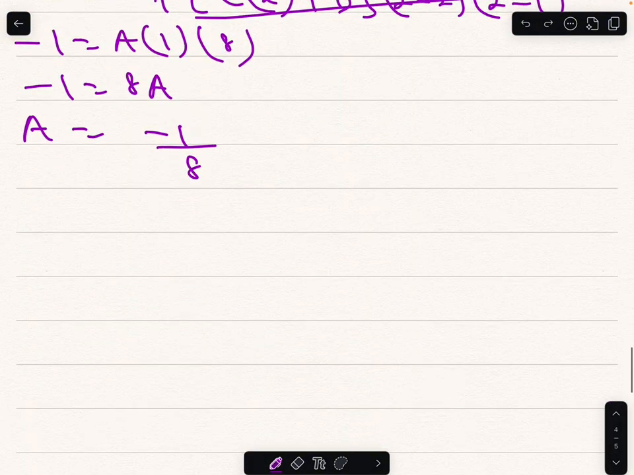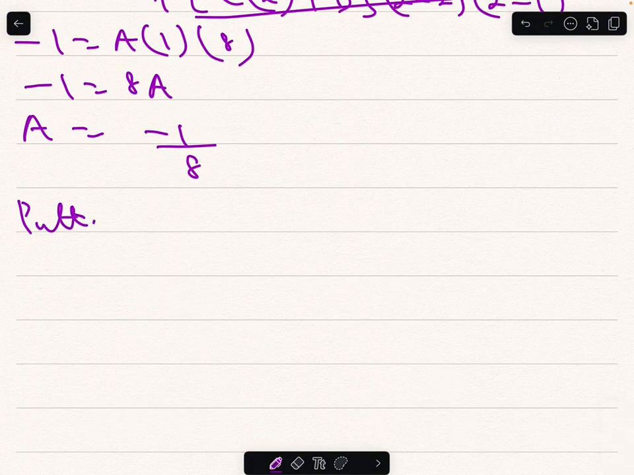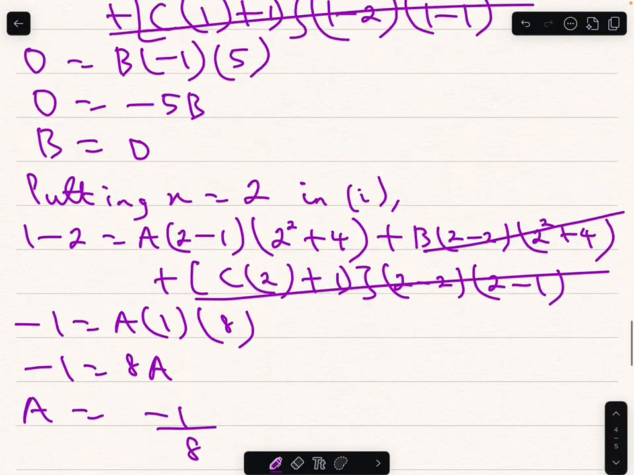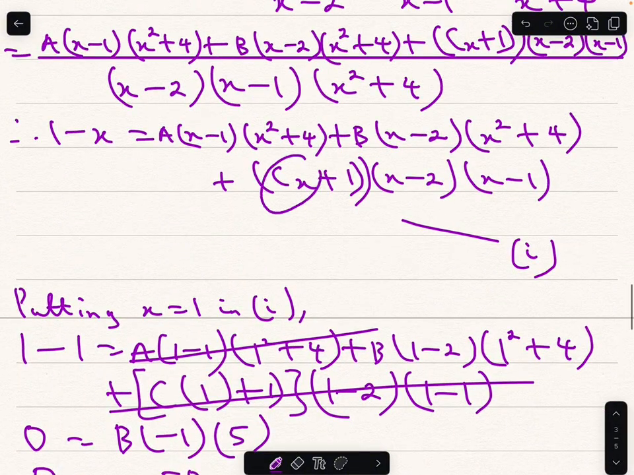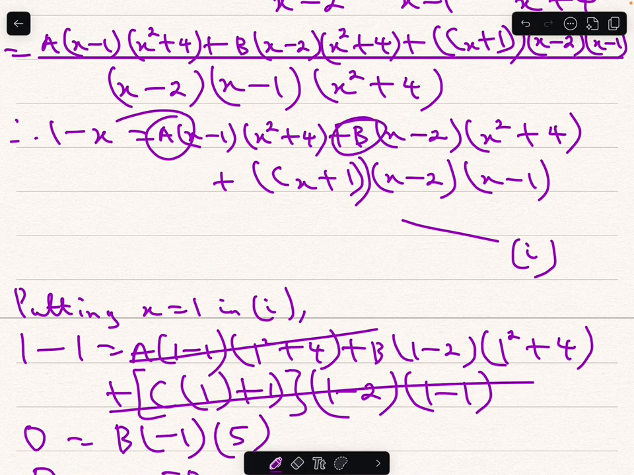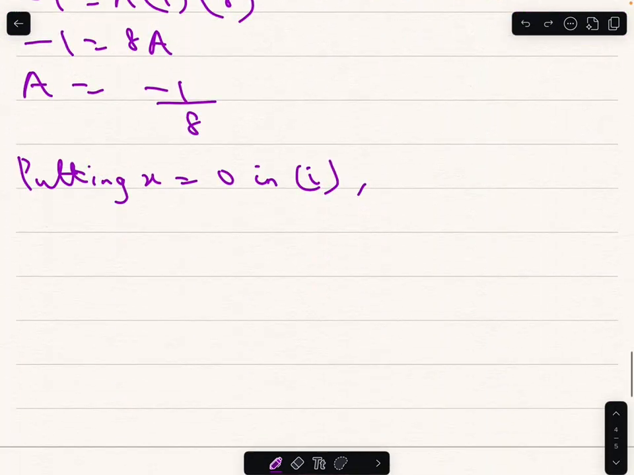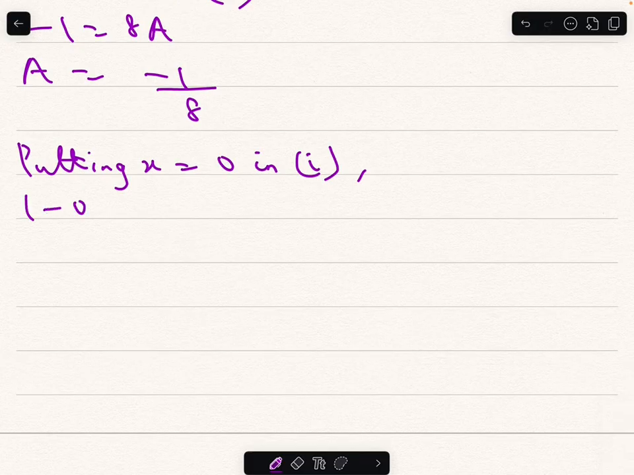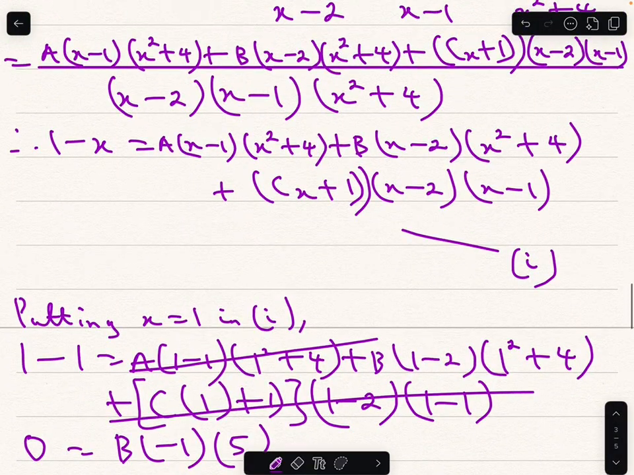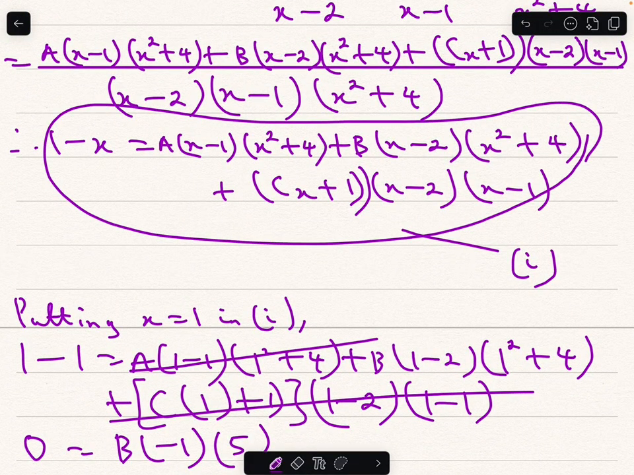Putting x equals 0 in 1. I can see that if I put x equals 0, that will cancel out c, because c times 0 will be 0. And I'll be left with a, b, and d. Since I already know a and b, then I'll be able to find d from that. Putting x equals 0 in 1. 1 minus 0. Don't forget, this is equation 1. The left hand side is 1 minus x.